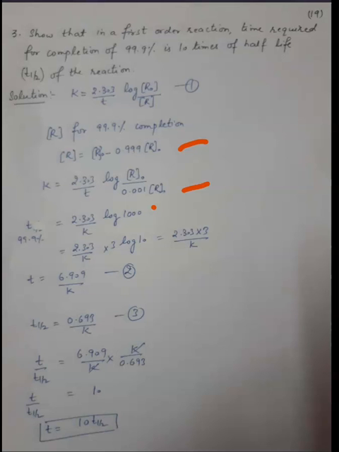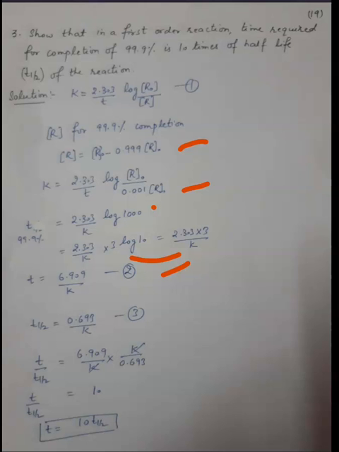Putting the value of R in equation number 1, K is equal to 2.303 upon t log R0 upon 0.001 R0. So on calculating, t 99.9% is equal to 2.303 divided by K log 1000. 1 upon 0.001 will be 1000, and 1000 means 10 to the power 3. By the property of log, the power comes forward: 2.303 into 3 log 10. Log 10 is 1. So we get t is equal to 6.909 upon K. This will be equation number 2.